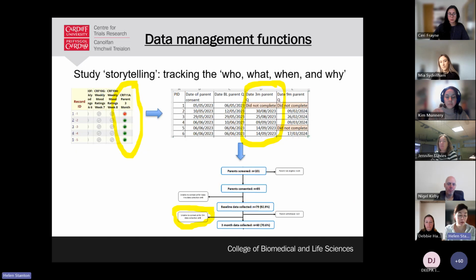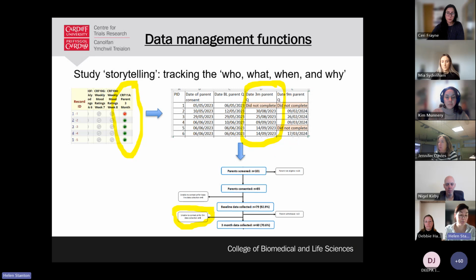And then for my 4th slide about the functions, these are by no means exhaustive. There are so many functions to data management, but one of these is also study storytelling. So that's tracking the who, what, when, and why of the participants through the study. And getting good data means some of the processing is around enabling us to communicate the story of our data, our participants' data as they journey through the study. And this allows us to see if we're getting enough of the data we need to answer our study questions.